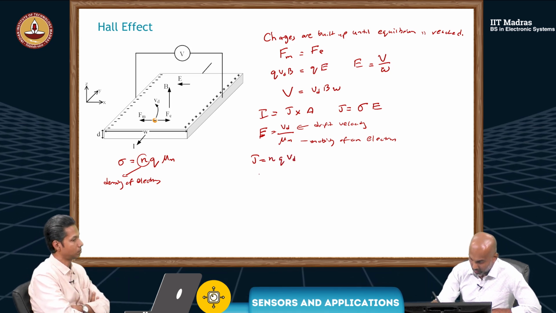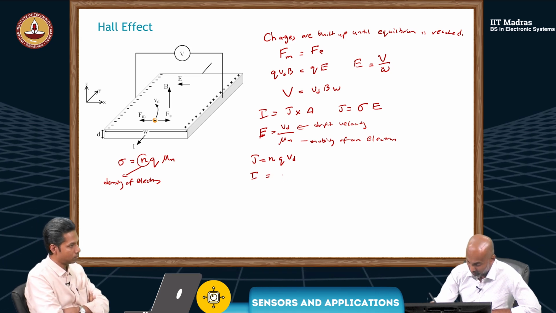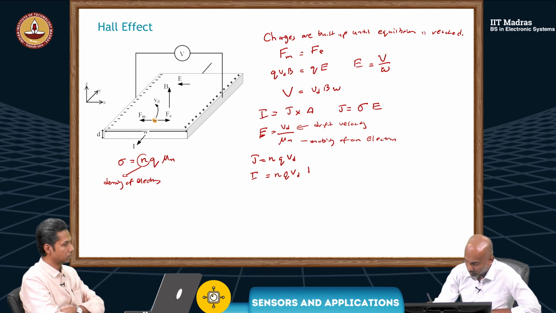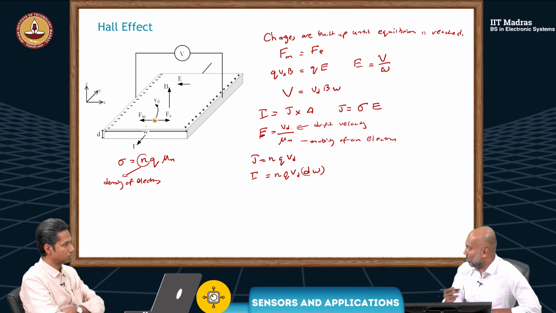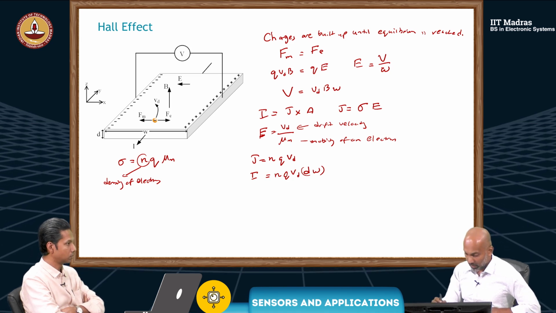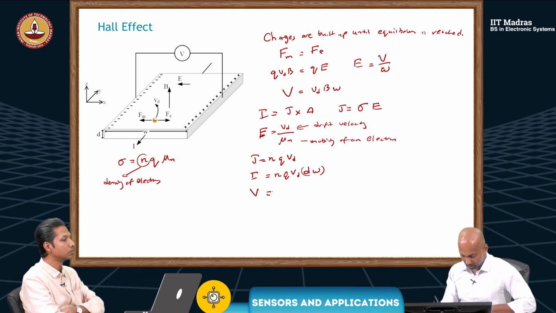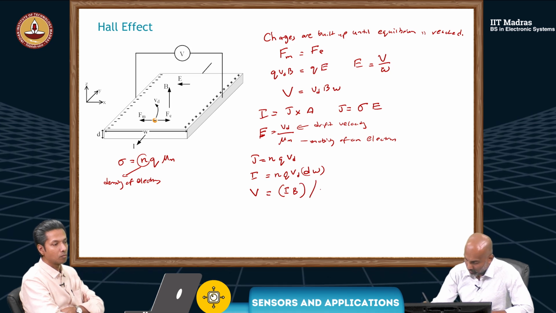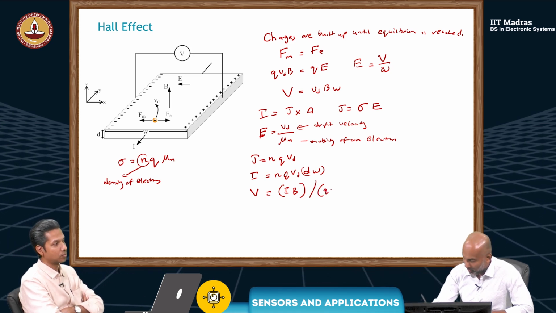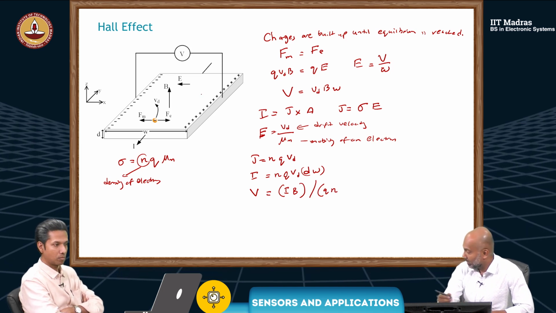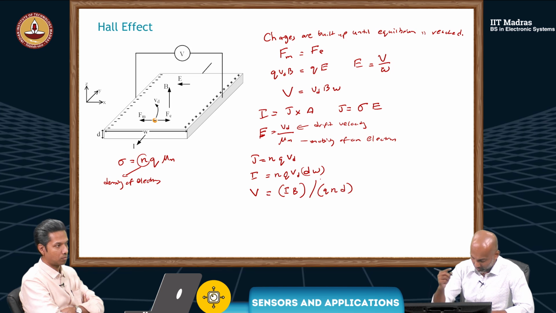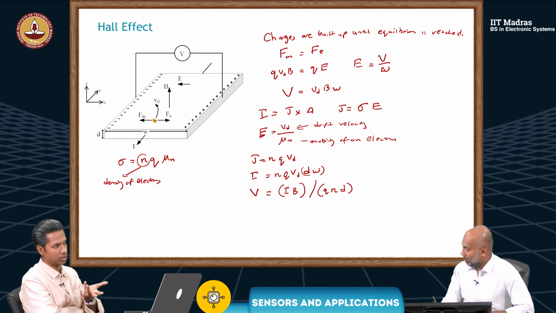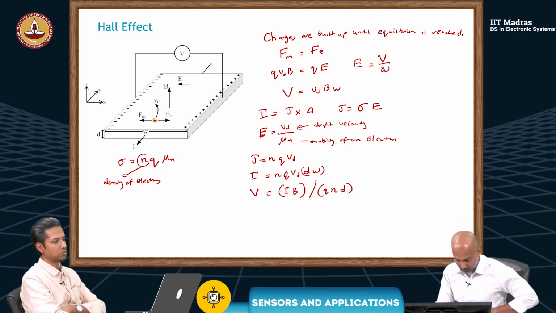Now, if you substitute all this, then you will get J equal to N Q Vd. Your current then is N Q Vd times dW. Why dW here? Because that's your cross-sectional area. Then you can write the voltage in terms of your current, the magnetic flux density, and some constant: the charge carrier, the density of electrons, times the thickness. All that is fixed for a material, once you select a material and dimension.